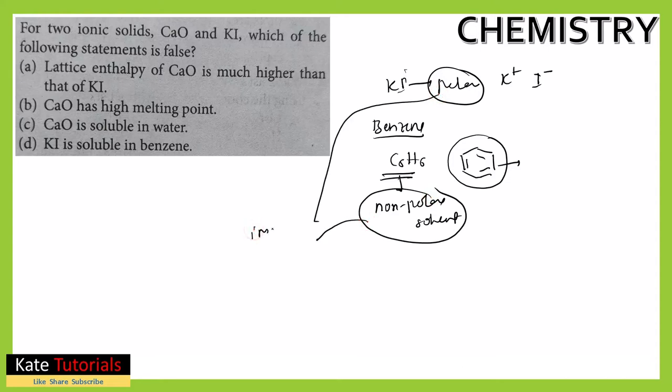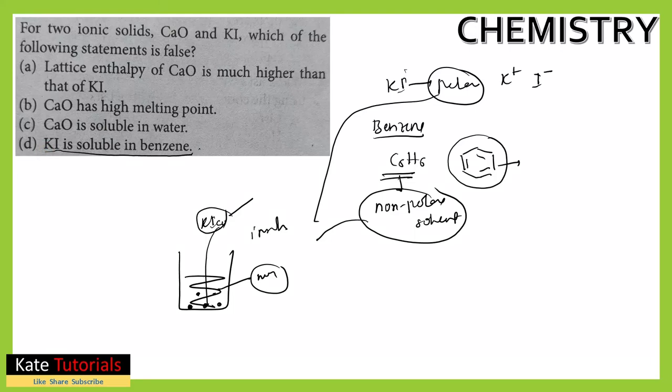So it is insoluble. If I take benzene, which is a liquid, in a beaker and add KI, which is a solid, it settles down at the bottom. KI is not soluble, because it is polar whereas benzene is non-polar. The famous rule in chemistry is like dissolves like: polar dissolves in polar solvent, non-polar dissolves in non-polar solvent. But if one is polar and the other is non-polar, then both are insoluble. They have given that KI is soluble in benzene, which is false, and they have asked for the false statement. So D is the answer. Thank you.